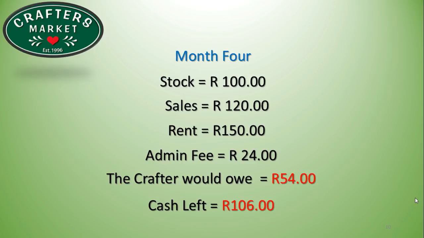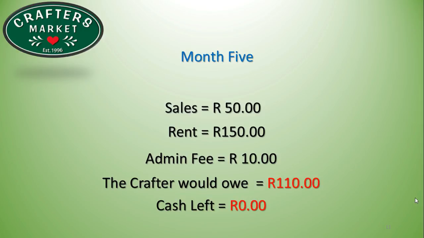In month 5, you cannot afford to put in any more stock, so there are only sales of 50 Rand. 50 Rand minus 150 Rand rent minus the 10 Rand administration costs means you will owe the company 110 Rand, but you only have 106 Rand left. There is now also only 30 Rand stock left on the shelf, when in the beginning there was 300 Rand stock on the shelf.